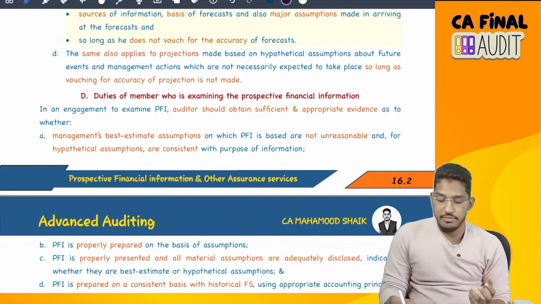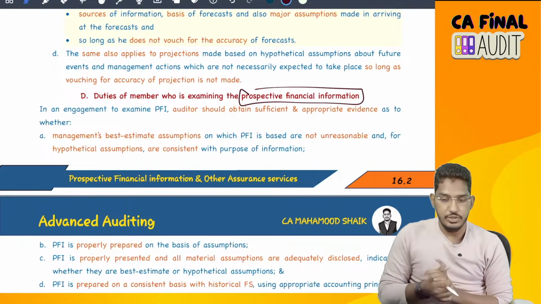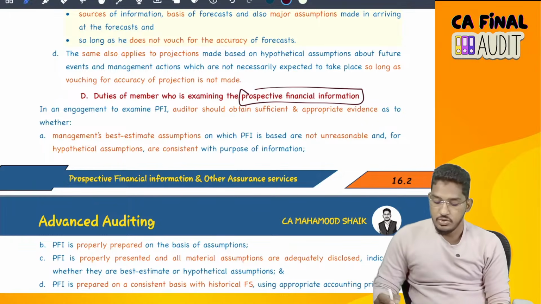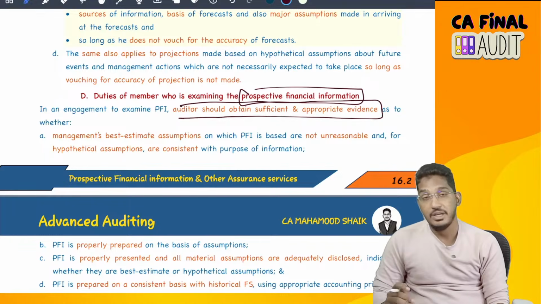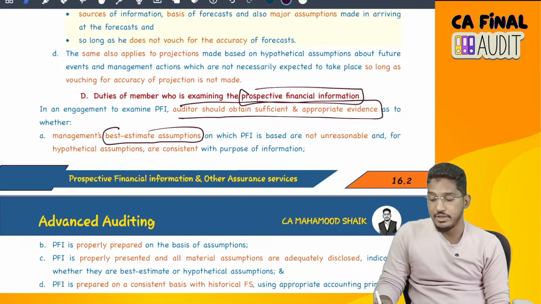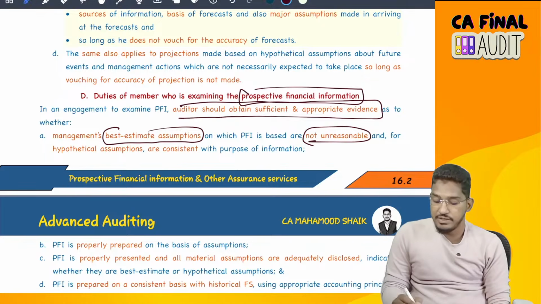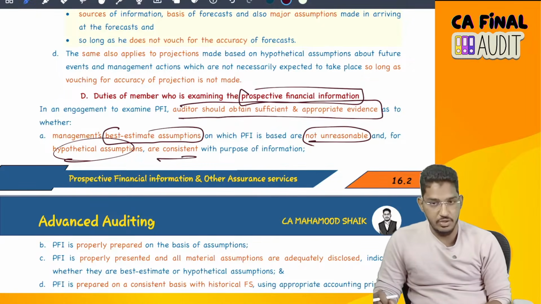Next, what are the duties of the member? If you have accepted the prospective financial information engagement, what are your duties? What are you required to fulfill? I need to obtain sufficient and appropriate audit evidence. Regarding what? As I have told, if management is preparing the prospective financial information on best estimate assumptions, I need to check whether they are reasonable or not. And if it is a hypothetical assumption, I need to check whether they are consistent with the purpose of the information or not.